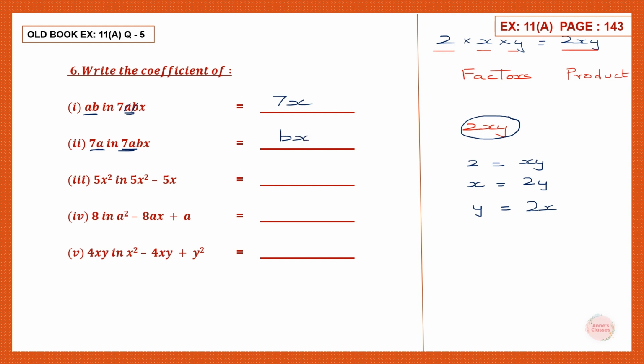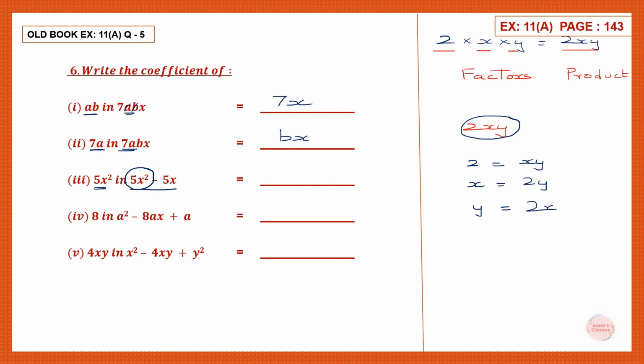Next one, write the coefficient of 5x square in 5x square minus 5x, which is a binomial. Now, whenever we are talking about the coefficient, we are talking only about that one term. We are talking only about that one term. So, let's look at this and write in 5, the coefficient of 5x square in 5x square.